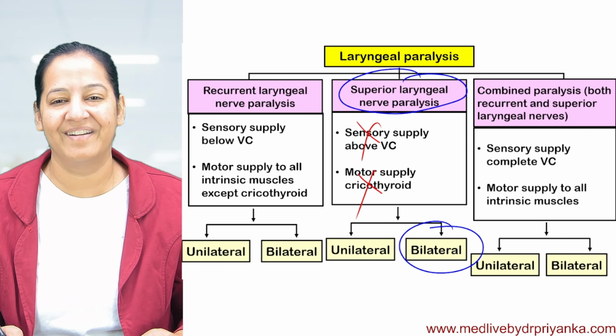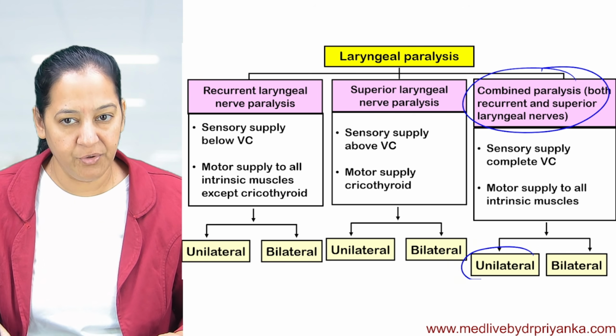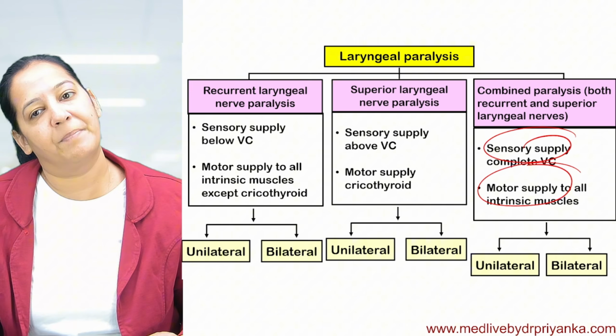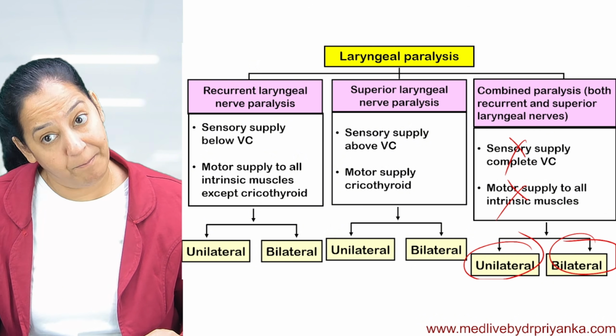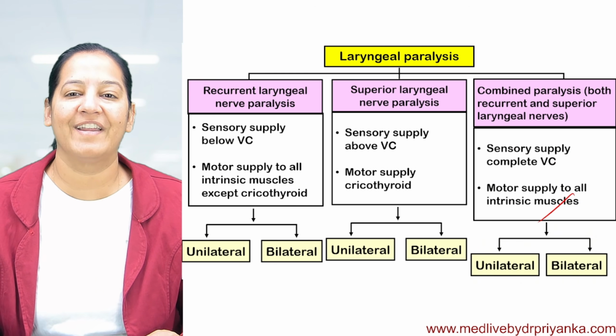Got it? When I teach you combined paralysis, unilateral combined, combined means what? The complete sensory and complete motor. So unilaterally complete sensory and motor will be lost, or bilaterally complete sensory and motor will be lost. I hope you got the broad idea of what we are going to do.